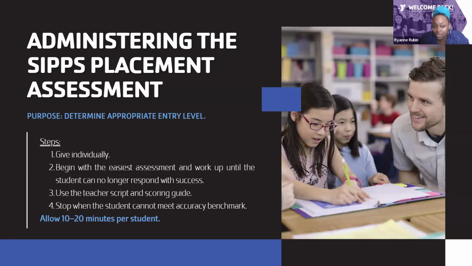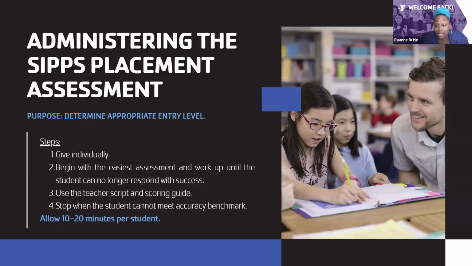That kind of defeats the purpose of determining what each student's level is if they're all doing the tests at the same time. Now, multiple adults can give tests at the same time, but make sure that they're getting tested individually. Begin with the easiest part of the assessment and work your way up until the student can no longer respond.